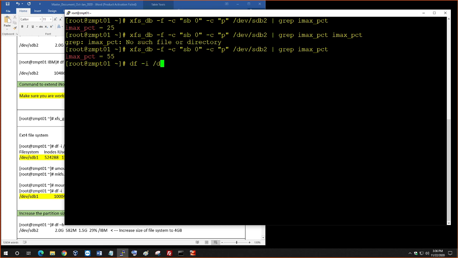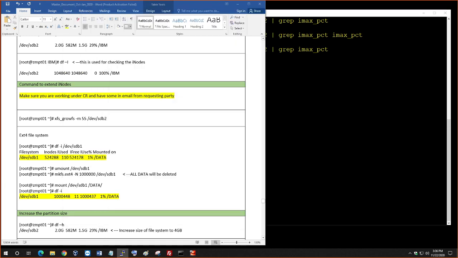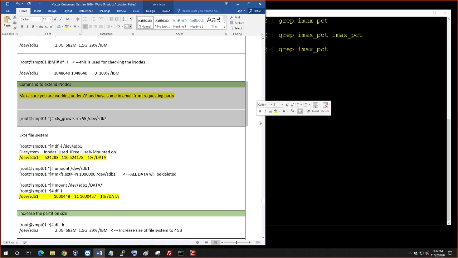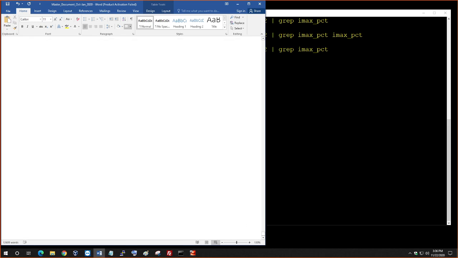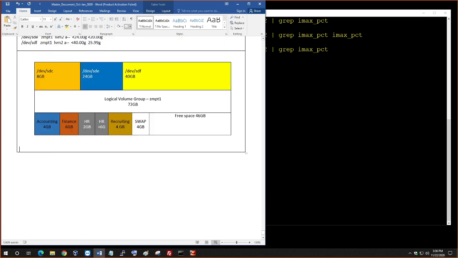df -i, dev/sdb. Let's do sdc. So in fact, what I'll do is I'll remove it from here, this information, and then I'll put it down on the bottom here so that you don't get confused here. Increase inodes to XFS file system.